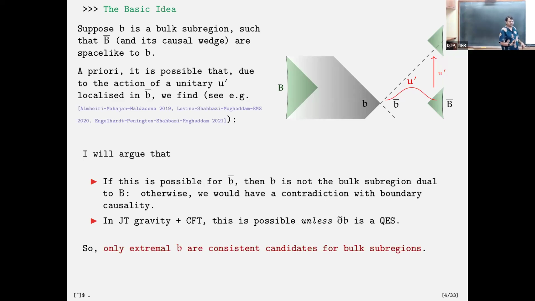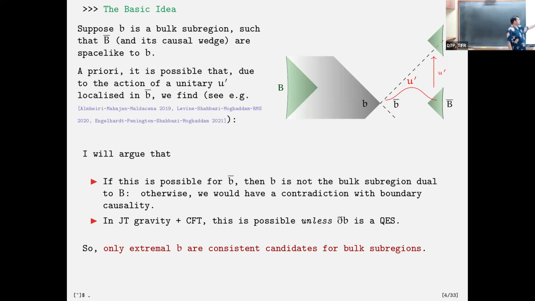I'll be more specific. Just so that I understand it: you are saying that there is only one point in this spacetime, such that if there exists some B bar and you act on it with some unitary, there is just one point which will not commute with it.